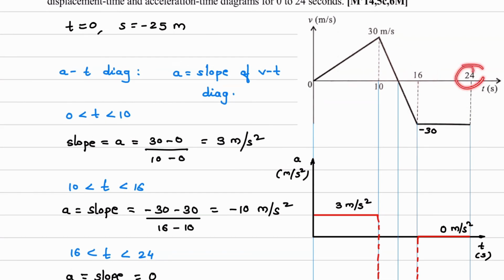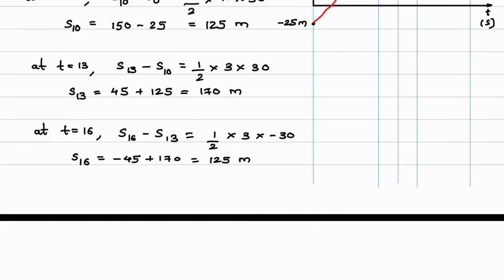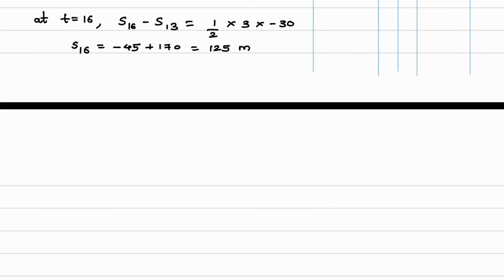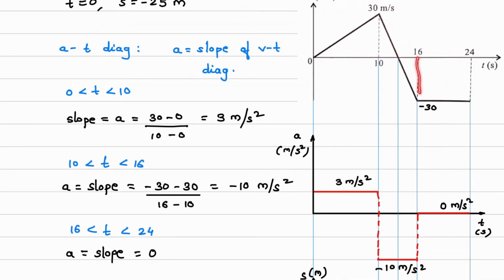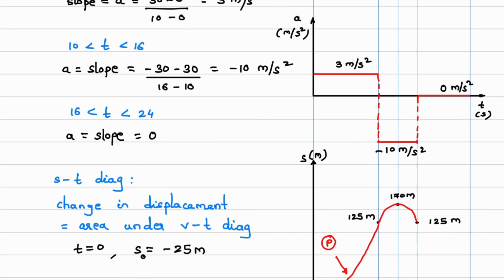Next point is 24 seconds. So we'll write down at t is equal to 24. At t equal to 24, S24 minus S16 is equal to, what is that area? This area, it is rectangle, right? So this area will be 24 minus 16, 8, and this is minus 30. So minus 30 into 8.